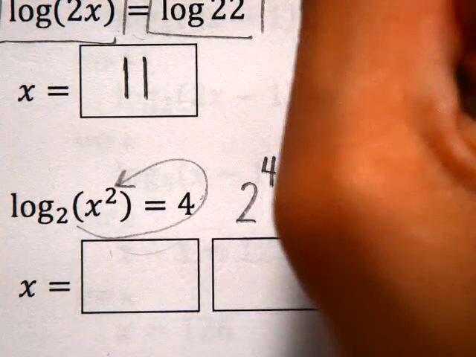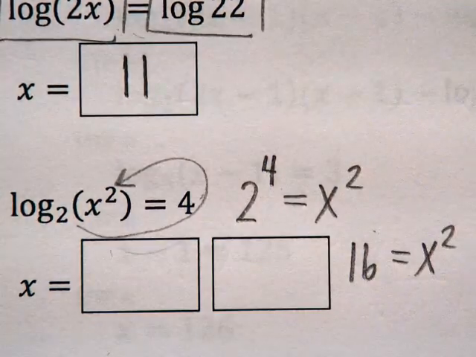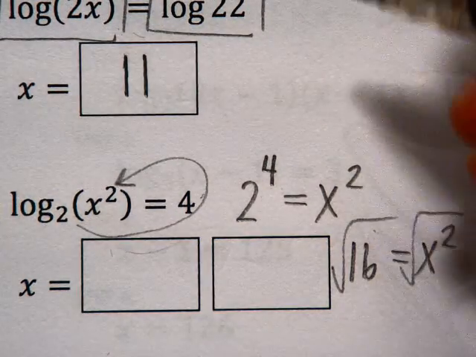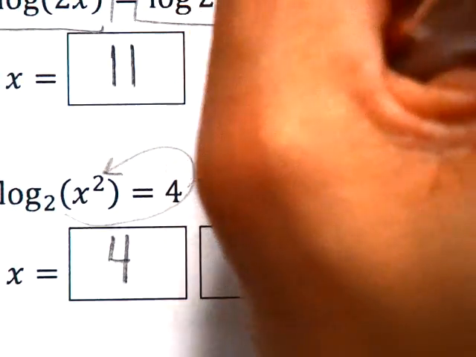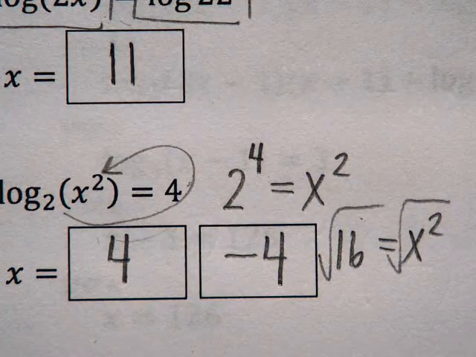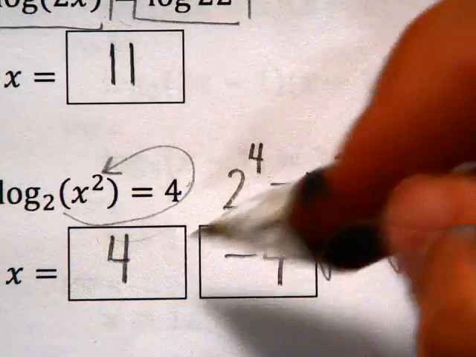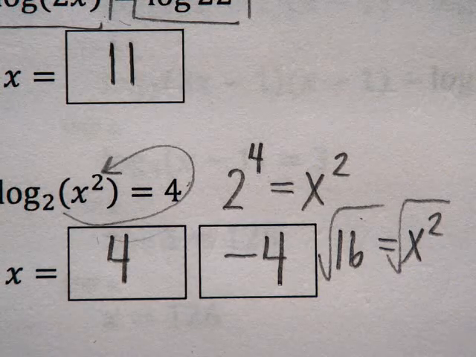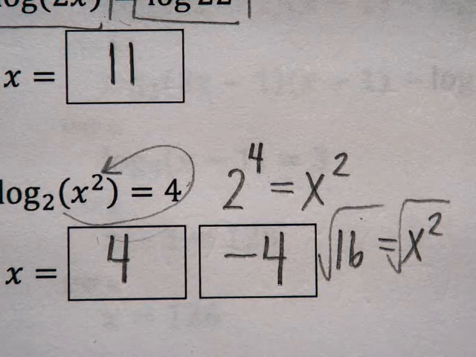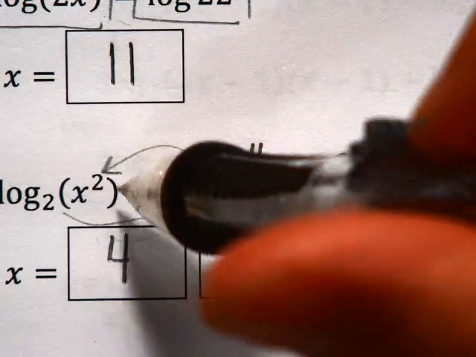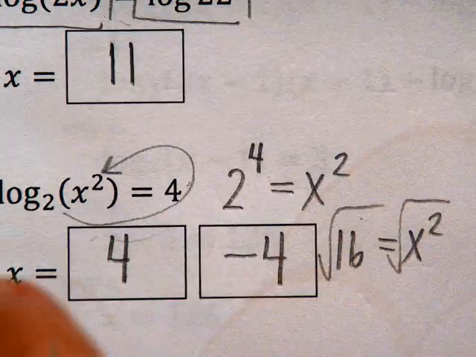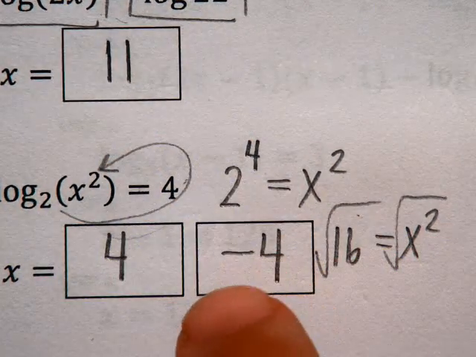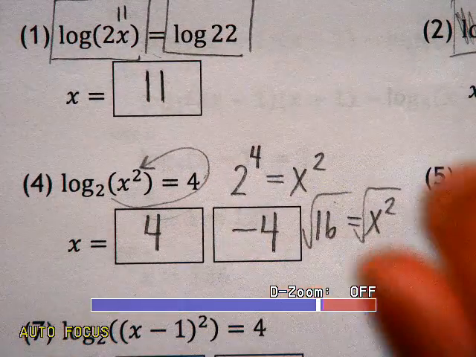2 to the 4th is 16 equals x squared. And that's definitely an equation I can work with. I can square root both sides, and I know that I could have positive 4 or negative 4 as possible answers for x. So again, sometimes your algebra instincts take you in different directions than in some of the other examples, and that's totally okay. So if you see a problem that has just a single log on one side of the equation and an integer on the other side, consider writing it exponentially. That way you can let your algebra instincts be your guide.